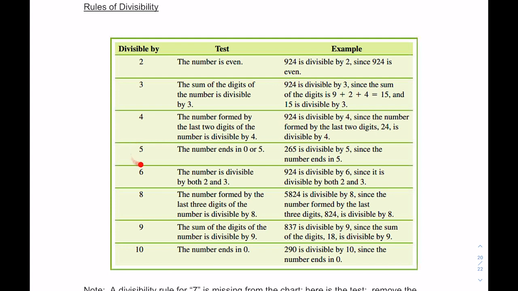A number is divisible by 5 if it ends in a 0 or 5. So this number 265 is divisible by 5 because it ends in a 5. But 924 is not divisible by 5 because it ends in a 4.